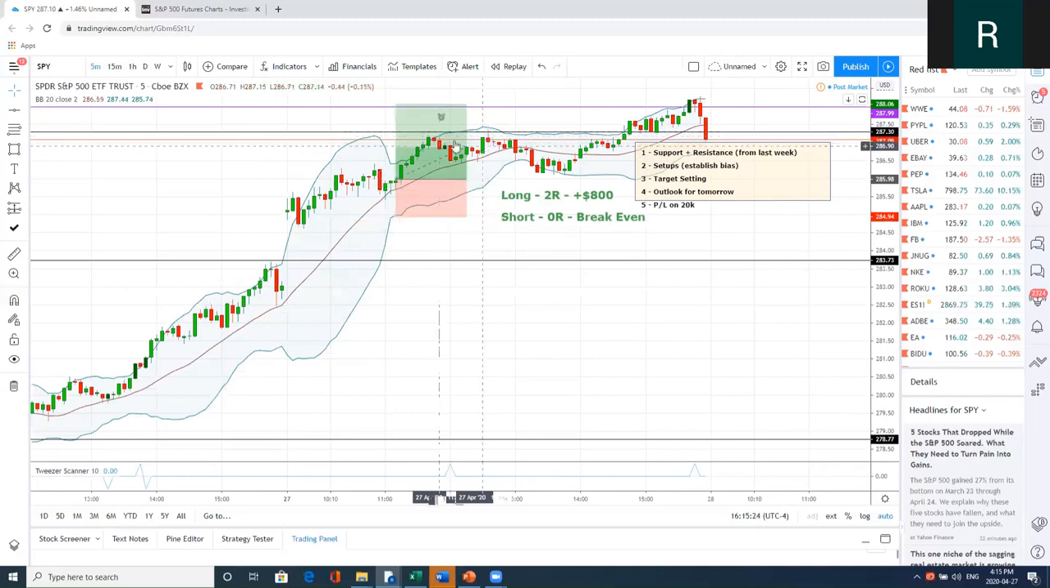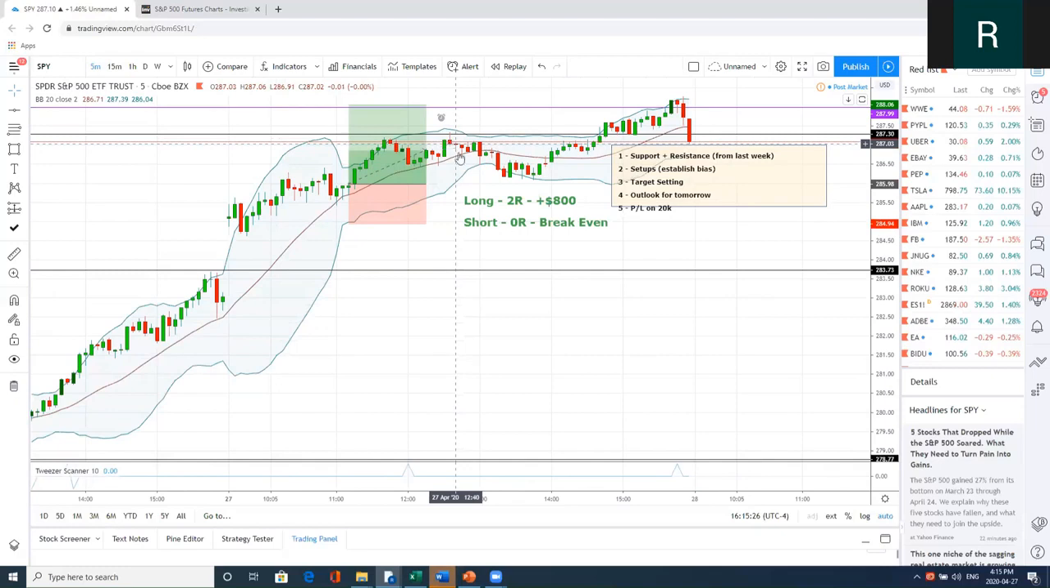We have this inverted gravestone hammer, right? And this is an entry you could have shorted here with a stop loss above here. Depending on your setup, you would have either made 1R or gone break even. So I took the conservative approach and said break even once we're at 1, right?